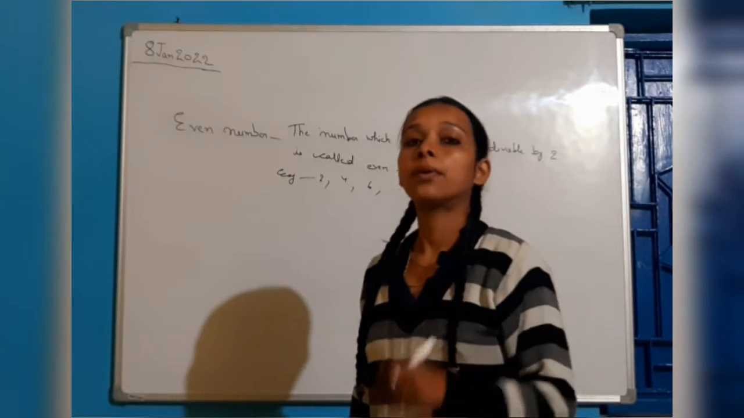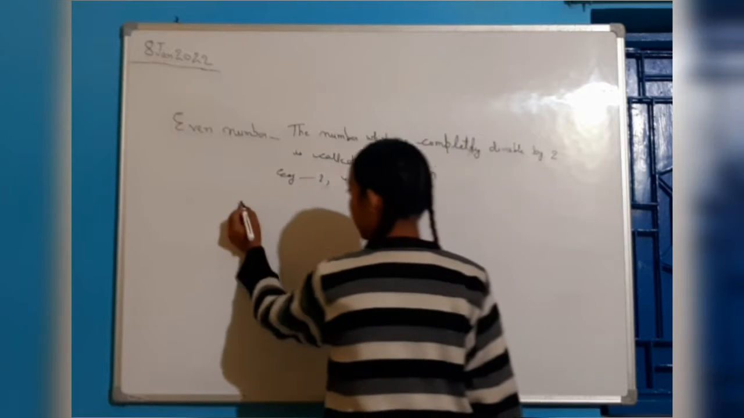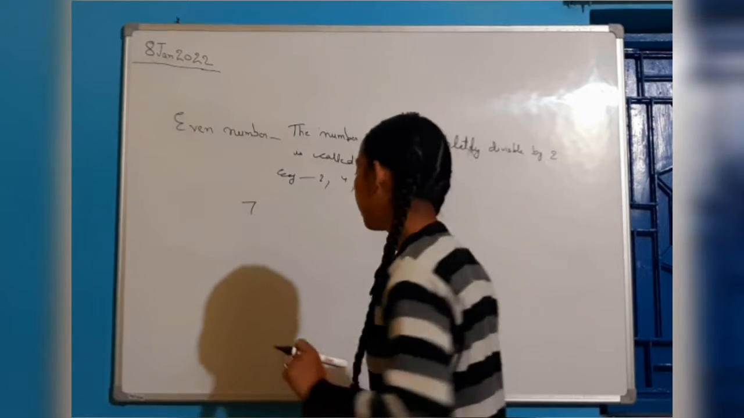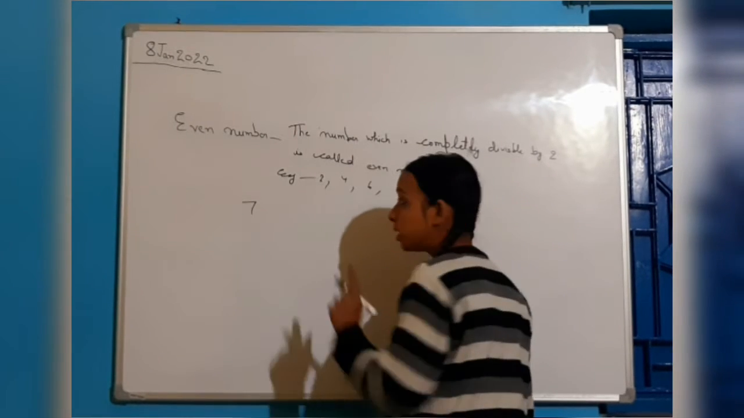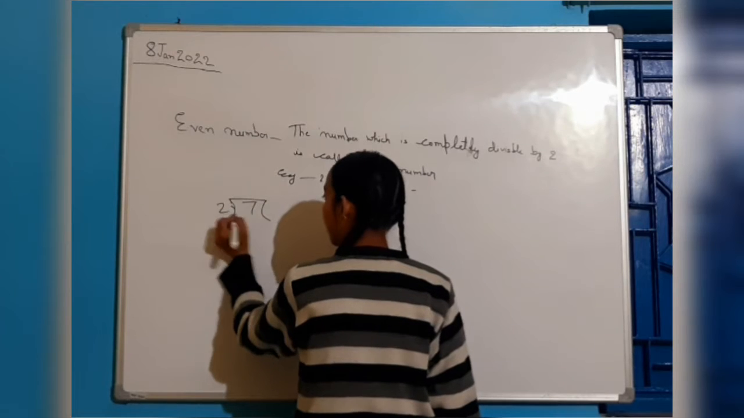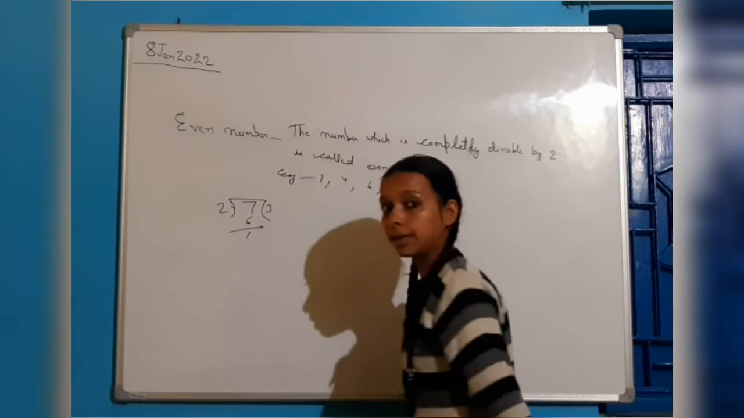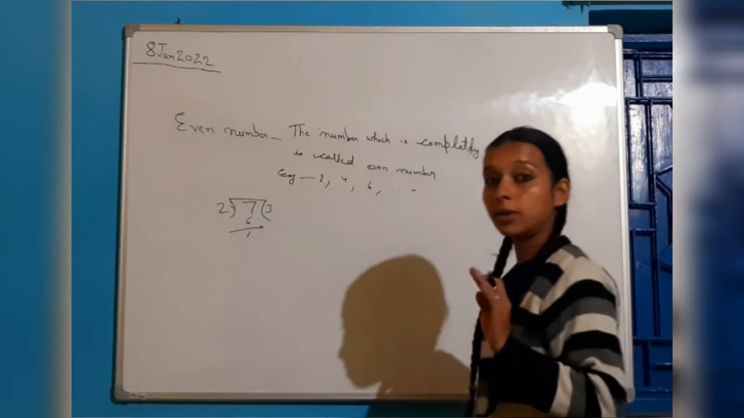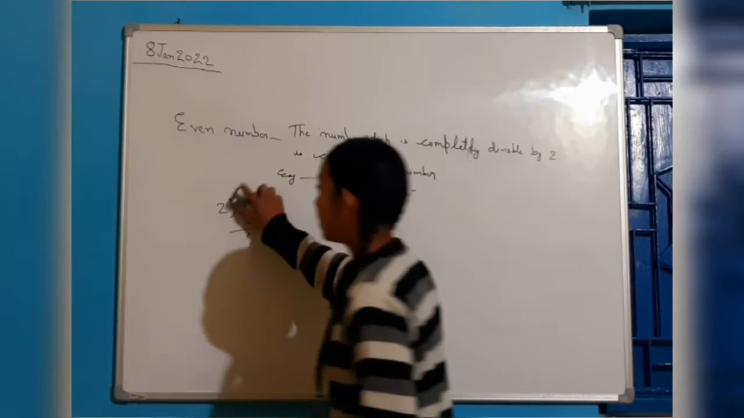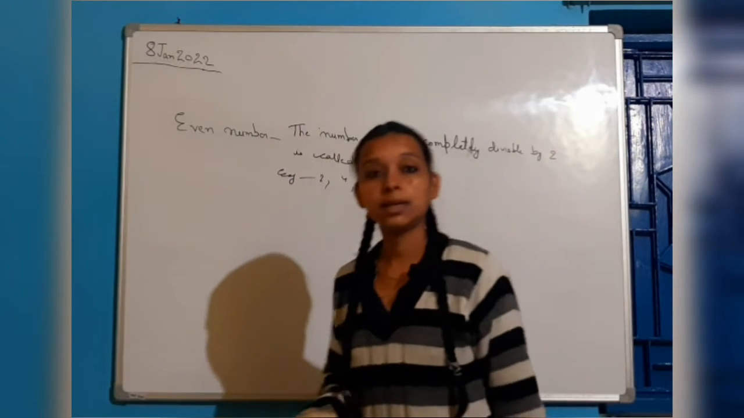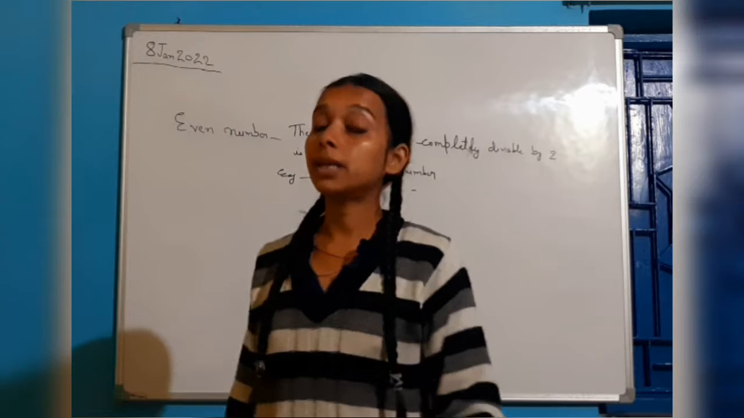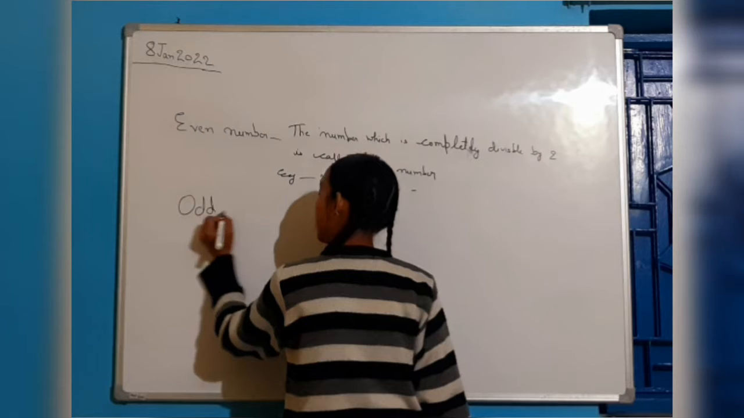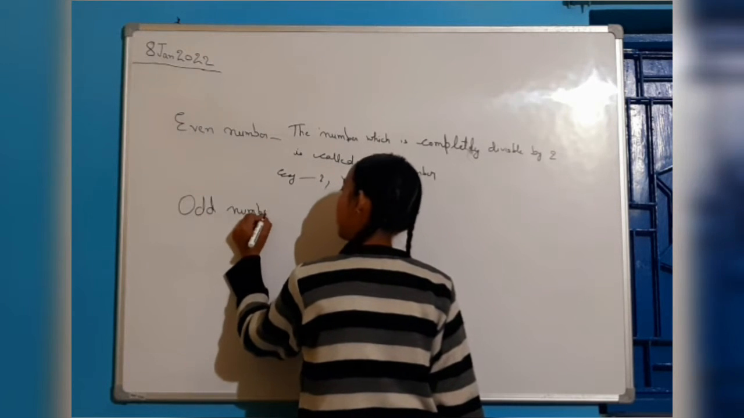Now can you tell me, is 7 an even number or not? Yes, 7 is not an even number, because when we divide 7 by 2, we get remainder 1, and in an even number there will be no remainder left. Now you can say which type of number this is? This is an odd number.